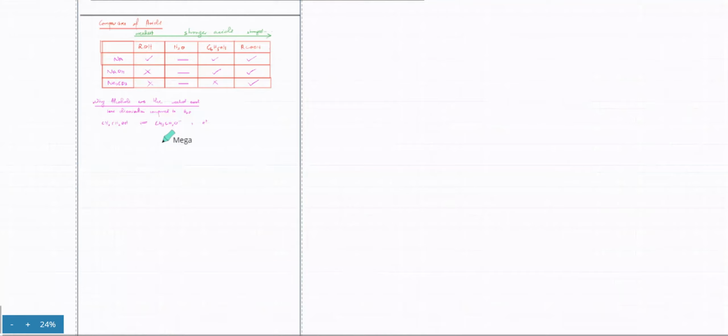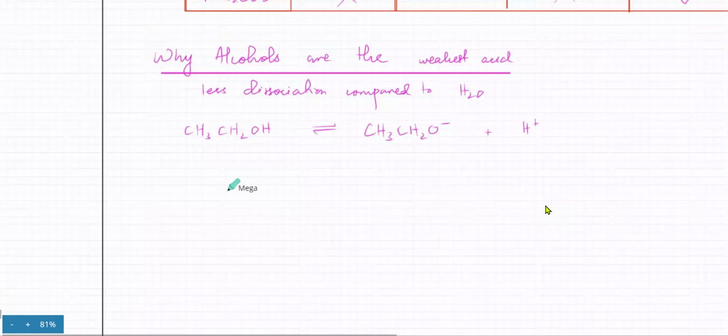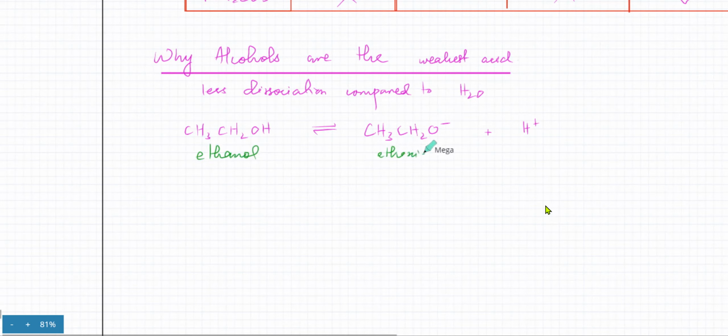And before that, let's write an equation for the reaction, and let's write the names as well. This is ethanol, and this would be called the ion that is formed. That would be ethoxide ion. And they only react, the only acid reactions that they have, they only react with very reactive group 1 metals.